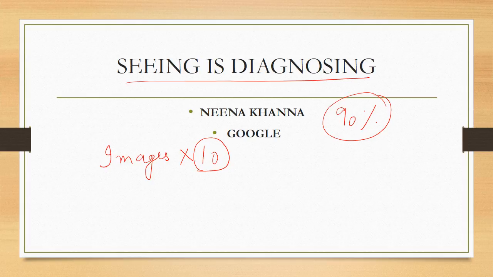For the AIIMS exam, the most reliable source would be Neena Khanna, the textbook, which is written by an AIIMS professor. Usually the questions come from there. And in the NEET exam, it is usually the first row of the Google images for that disease. Usually one of them is picked up, just like that.